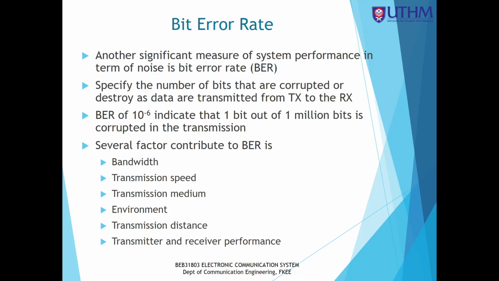Okay, bit error rate. Bit error rate is another significant measure of system performance in terms of noise. These are among the parameters that are used to measure the noise in the system, especially in the digital system. In a digital system, normally we use the parameter bit error rate to determine how big the noise is. Bit error rate is specified in terms of the number of bits that are corrupted or destroyed as the data transmits from the transmitter to the receiver. It is a measurement of how many bits are corrupted or lost during the transmission.